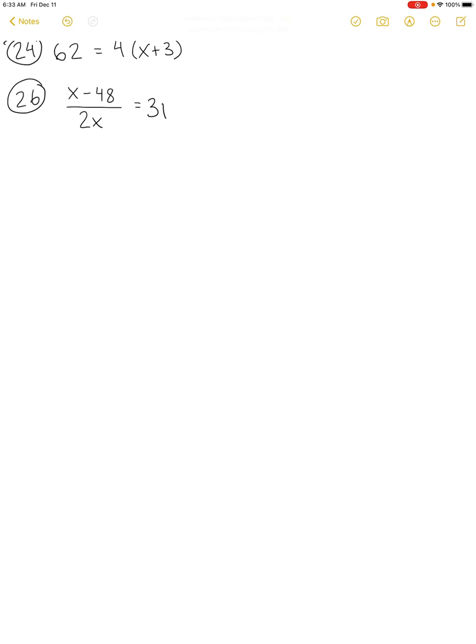New set of instructions. Number 28 says, specify what the variable stands for and write an equation and solve. The 8th grade class is selling candy bars to raise money for a charity project at Thanksgiving. Each candy bar they sell provides a profit of 50 cents. How many candy bars do they need to sell to reach their goal of $500? Okay, well the question says how many candy bars, so I'm going to use C for candy bars.